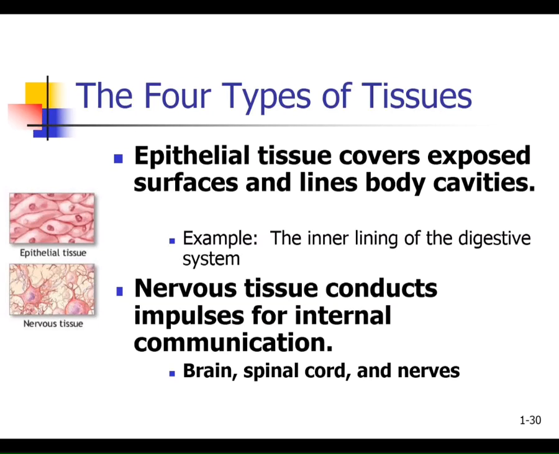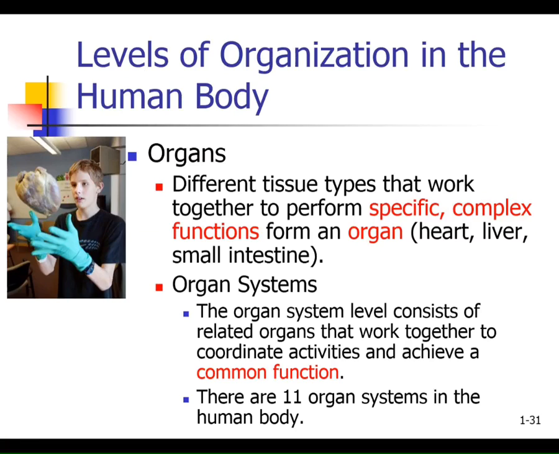And we'll talk about nervous tissue, which is found all over your body, but a lot of it in your brain and your spinal cord. So those are the 4 types of tissues. Then what do those tissues do?